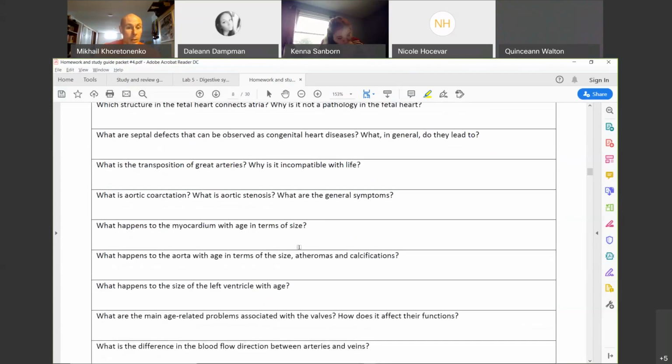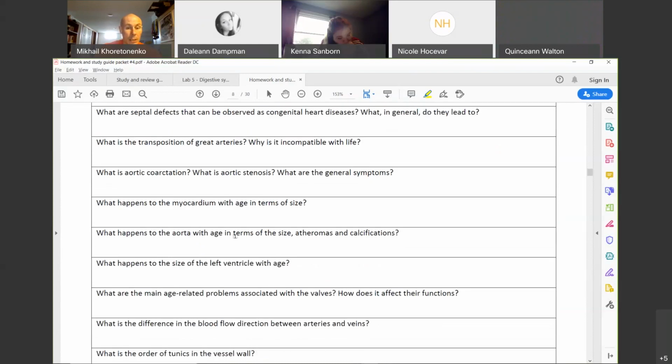Myocardium enlarges as we age. Aortic walls become thicker. Atheromas are formed, so atherosclerotic plaques. Aorta dilates a little bit, and there are calcifications in the aorta, which makes it less elastic. And the left ventricle with age, since muscles become thicker, that may lead to mild cardiomyopathy, so dilation of the left ventricle. Problems associated with the valves, they don't close completely.